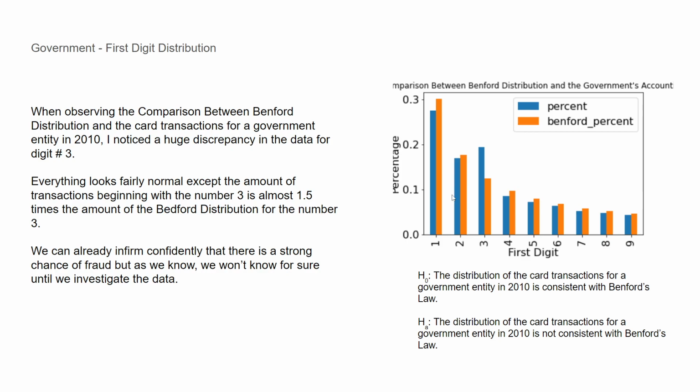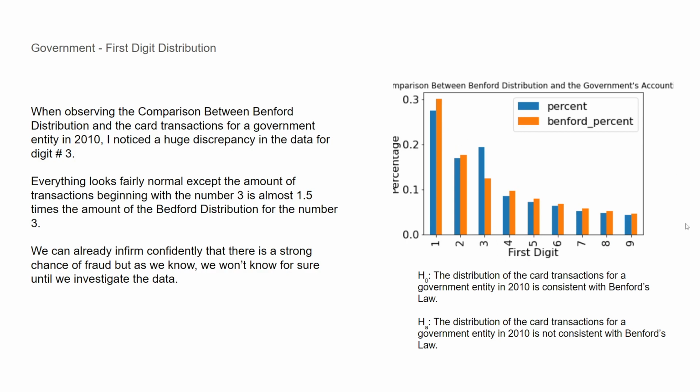Now we're going to look at the government entity that we're taking a peek at. And this is, like I said, card transactions for a government entity in 2010. When observing the comparison between the Benford distribution and the card transactions for a government entity in 2010, I noticed a pretty big discrepancy in the data for digit number 3.